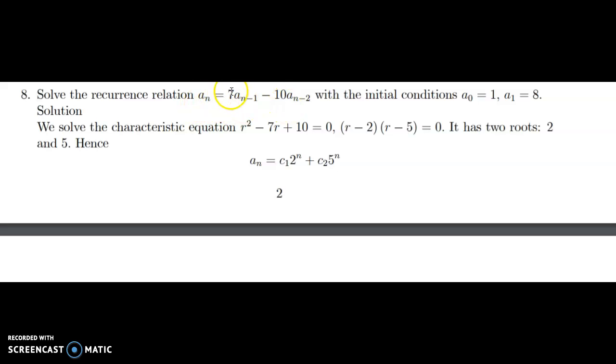You can compute A2 easily. Replace n with 2. Then replace A1 with 8 here, A0 with 1. Evaluate, you'll get that A2 is 46.